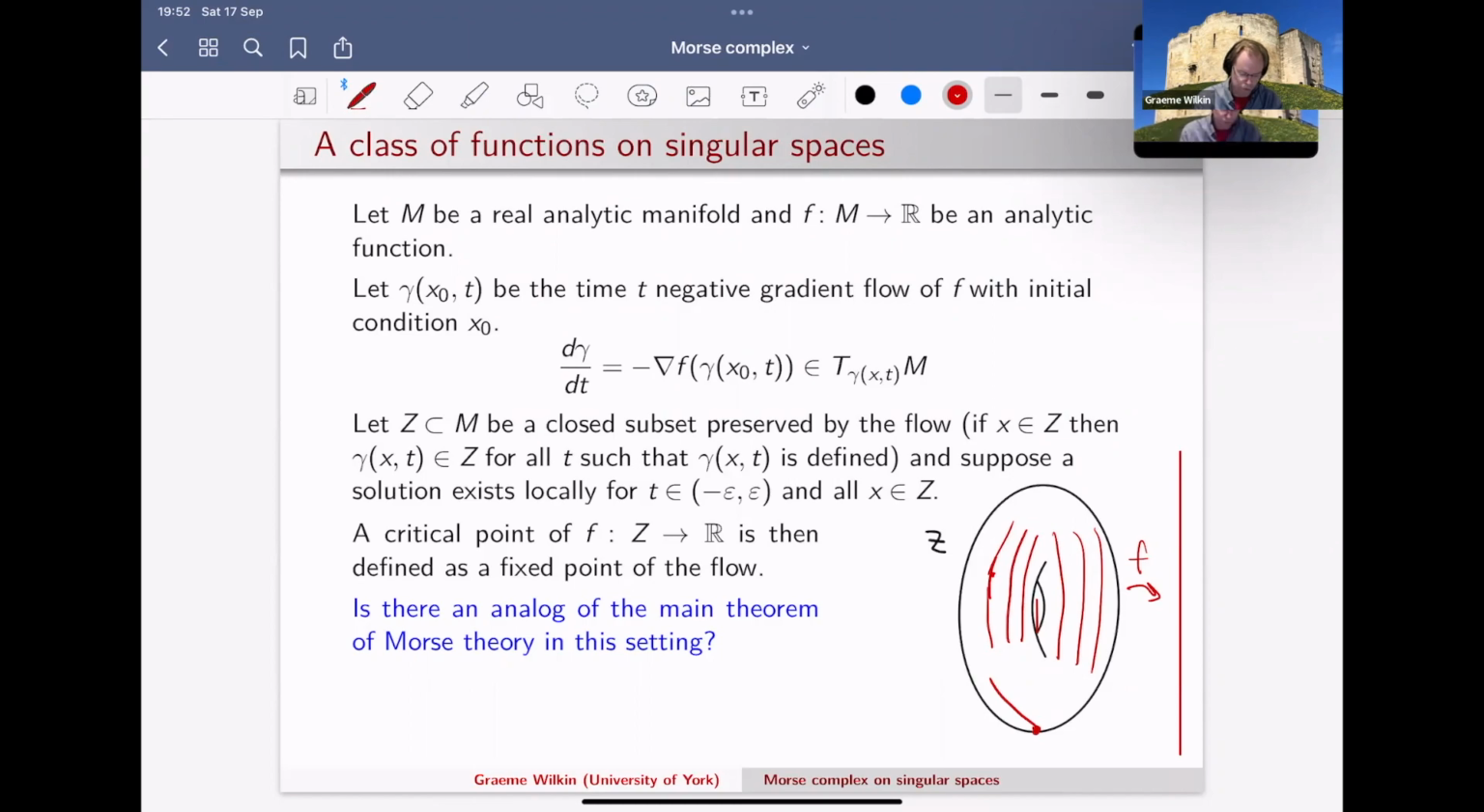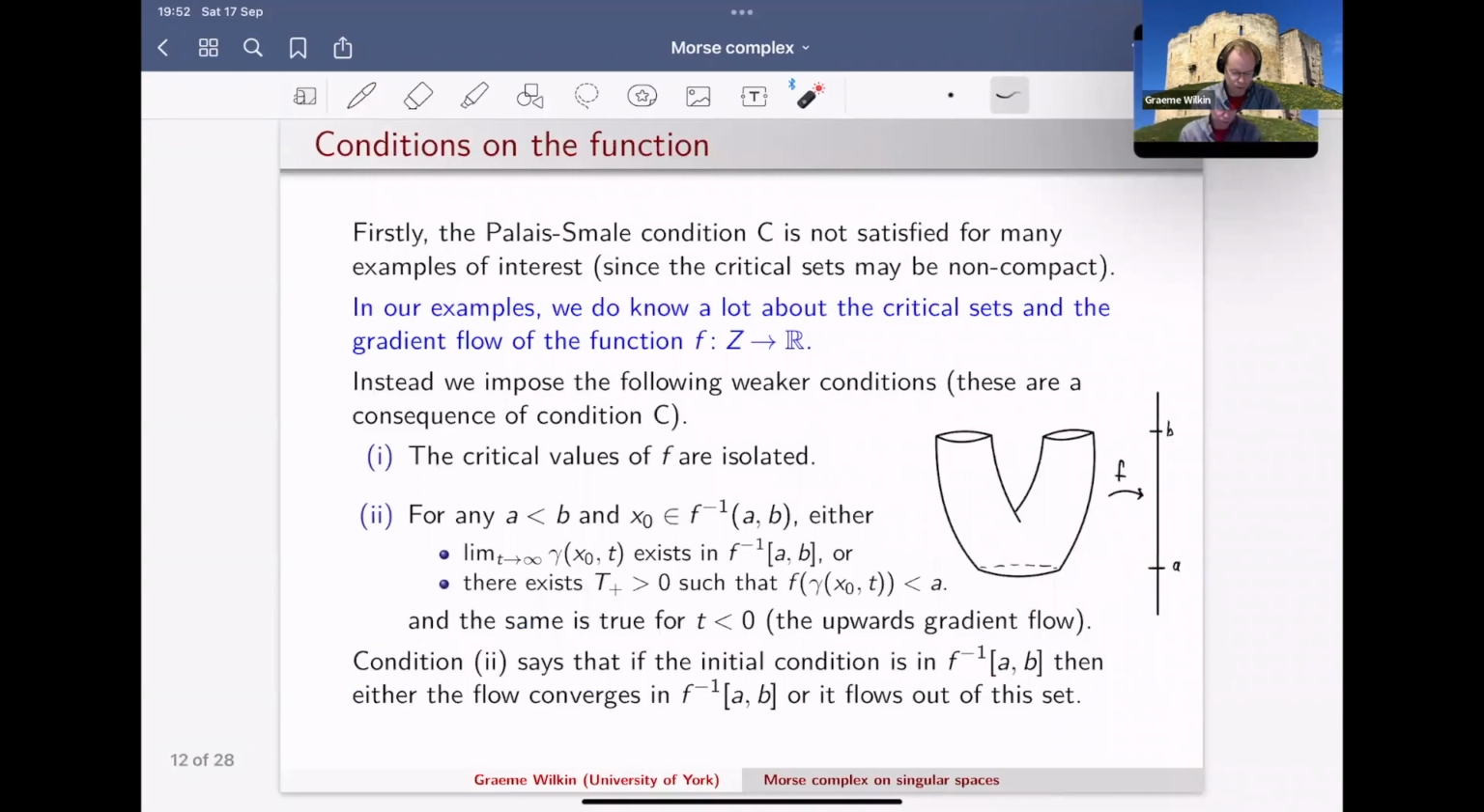So this is the question. In this setting, can we find some conditions in which an analog of the main theorem of Morse theory works? Okay, so as I said before, the Palais condition C is not satisfied in many of these examples of interest, essentially because the critical sets might be non-compact. But something we do know is we know the critical sets very well for these moment map functions. We know something about the gradient flow of the function near the critical set. So instead, we can impose some weaker conditions.